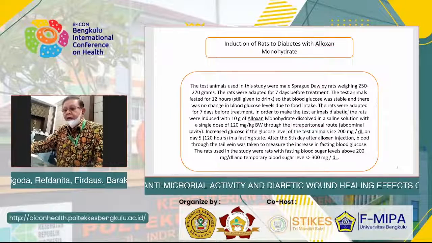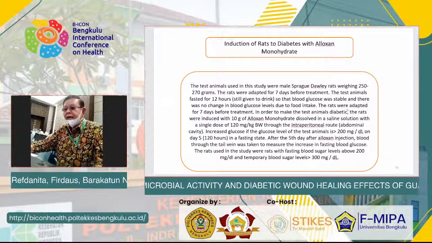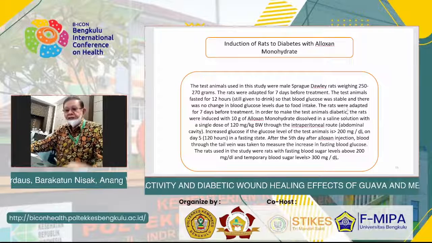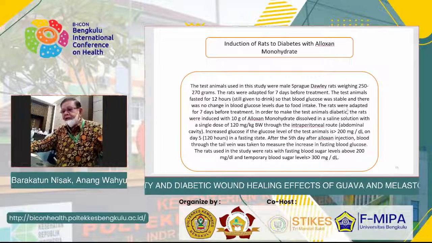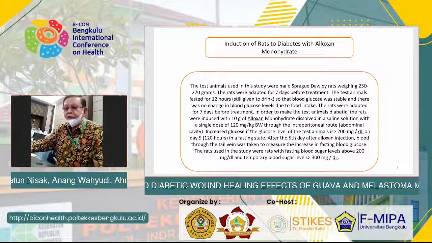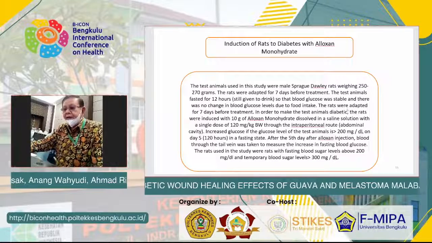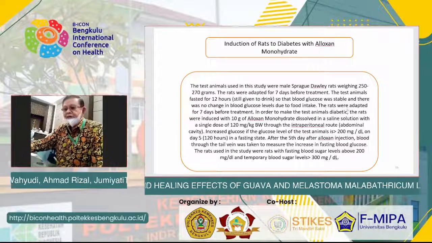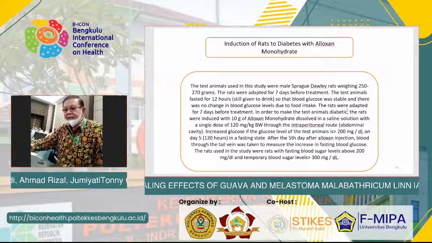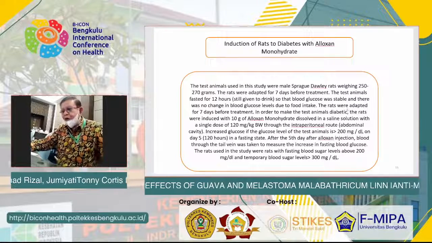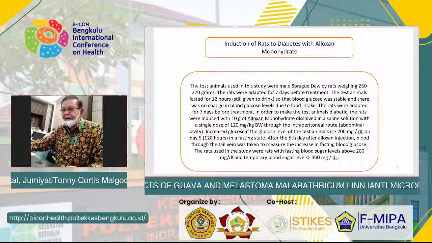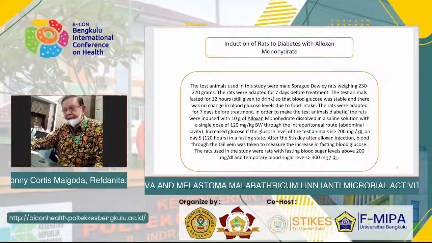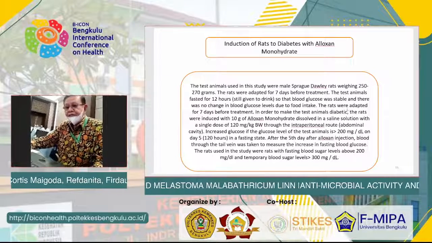So I want to describe a little bit more about rat diabetes with alloxan monohydrate. The test animals used in this study were male Sprague-Dawley rats weighing 250 to 270 grams. The rats were adapted for 7 days before treatment. The test animals fasted for 12 hours, still given water to drink, so that blood glucose was stable and there was no change in blood glucose level due to food intake.